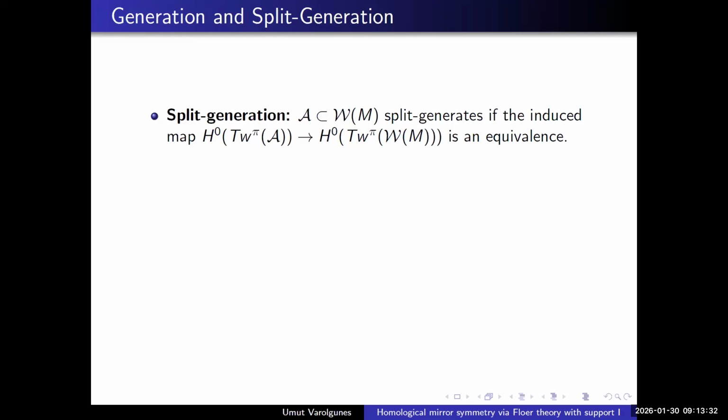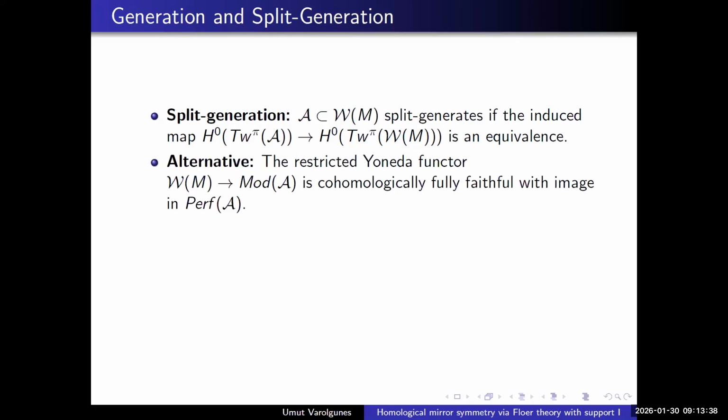Okay, this means that if you embed, maybe let me go to that. So I'll give you an alternative characterization. Alternatively, you can define a functor from the wrap category of M to modules over the subcategory by restricting the Yoneda functor, which means that I only test with the objects that are in A and define an A infinity functor that way.